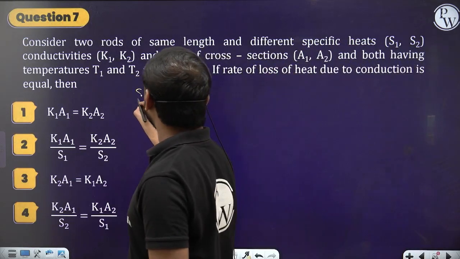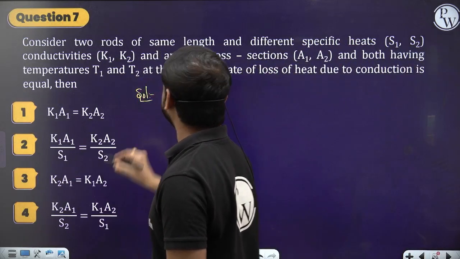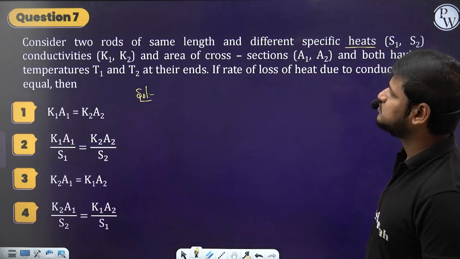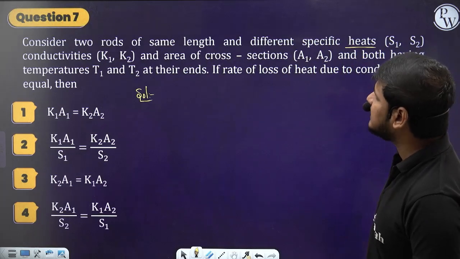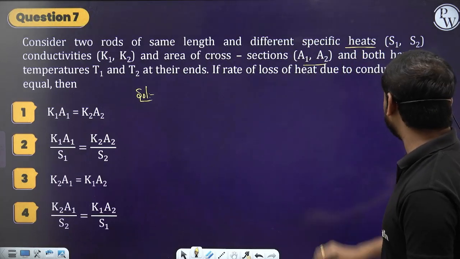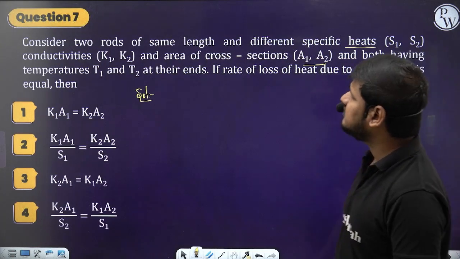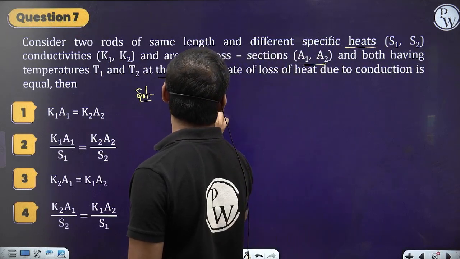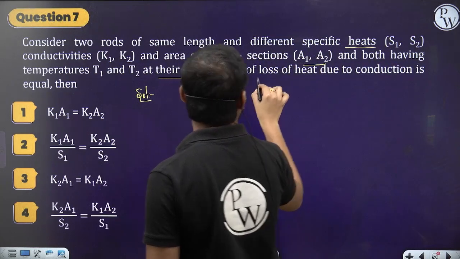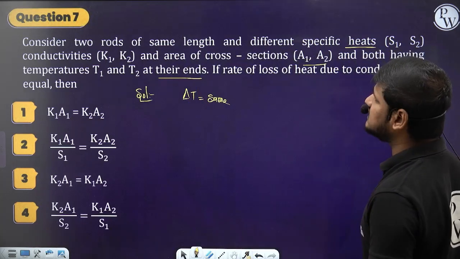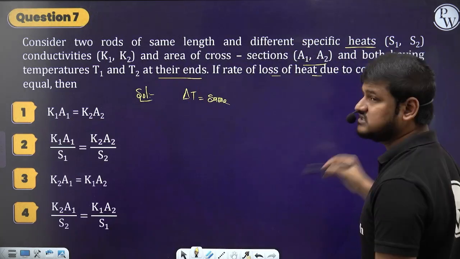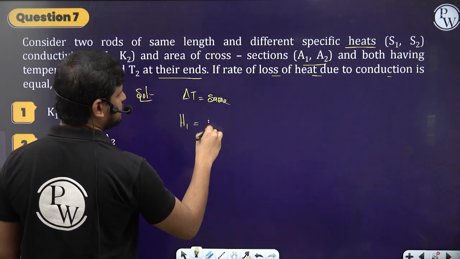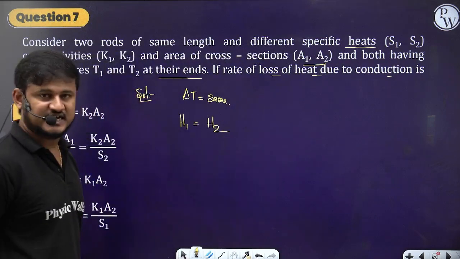Let's consider question number 7. Consider two rods of the same length and different specific heats S1 and S2, conductivities K1 and K2, and areas of cross section A1, A2, both having temperatures T1 and T2 at their ends. The temperature difference delta T is the same for both. If the rate of heat loss due to conduction is equal, that means the rate of heat transfer is equal, so H1 is equal to H2.